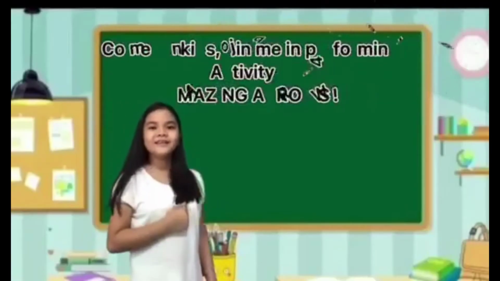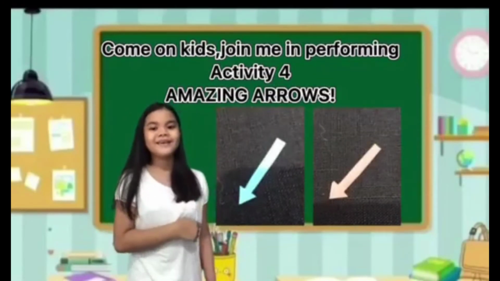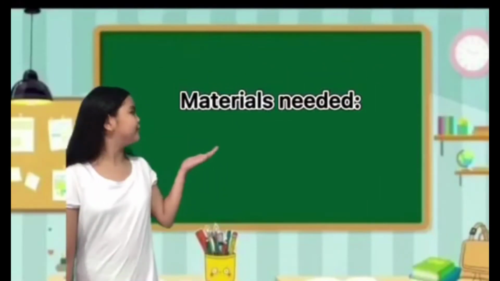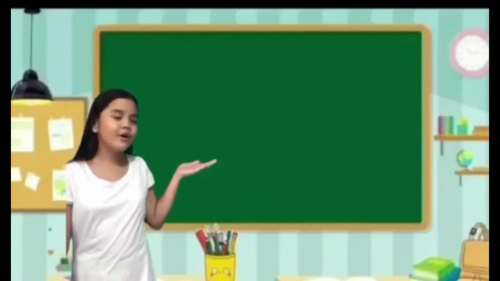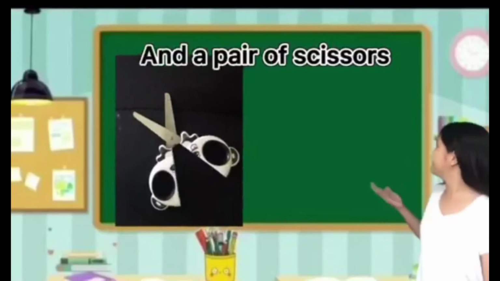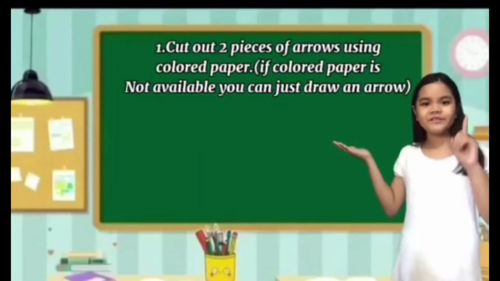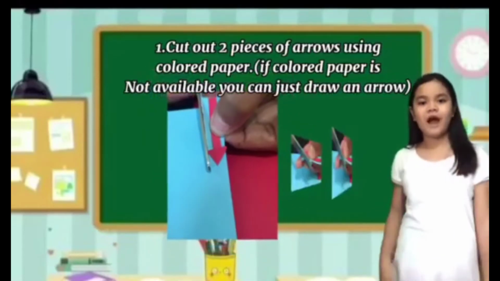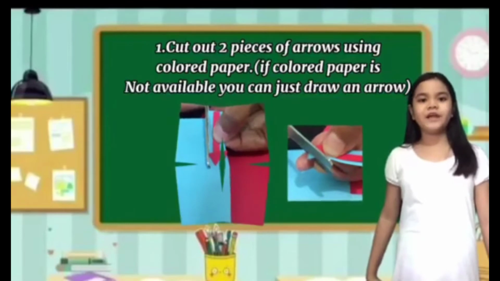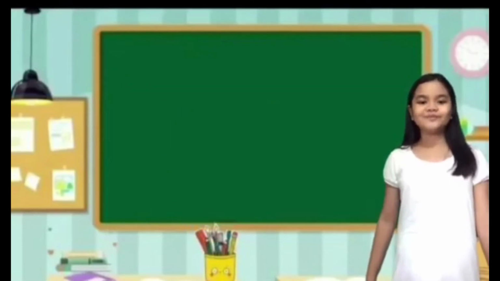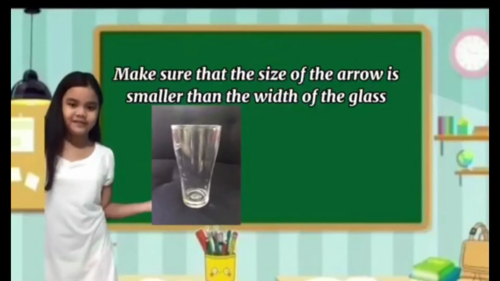Come on kids, join me in performing Activity 4, Amazing Arrows. Materials needed: clear glass, water, colored paper, and a pair of scissors. Procedure. First, cut out 2 pieces of arrows using colored paper. If colored paper is not available, you can just draw an arrow. Make sure that the size of the arrow is smaller than the width of the glass.